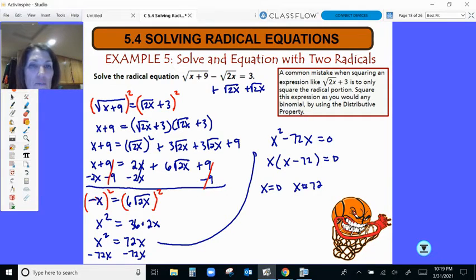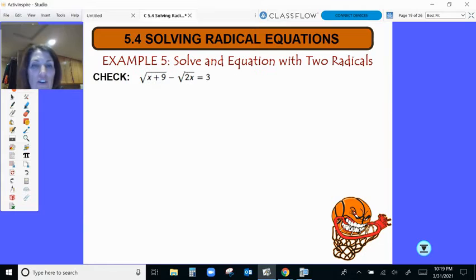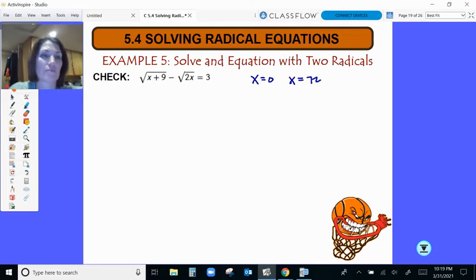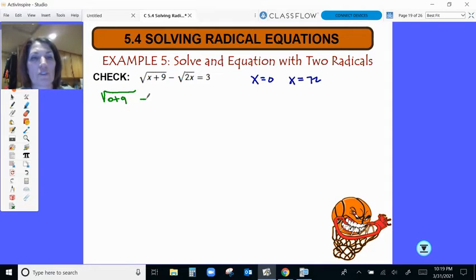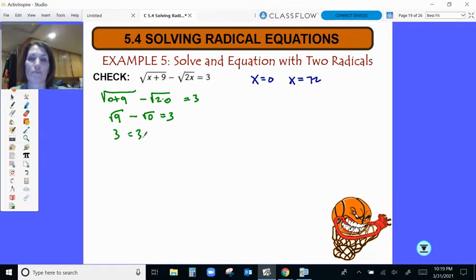Now, I want to make sure I check this. I have x equals 0 or x equals 72, so we know to check both of those. So the square root of 0 plus 9 minus the square root of 2 times 0 equals 3. This is the square root of 9 minus the square root of 0 equals 3. This is 3 minus 0 equals 3, so that's good to go.